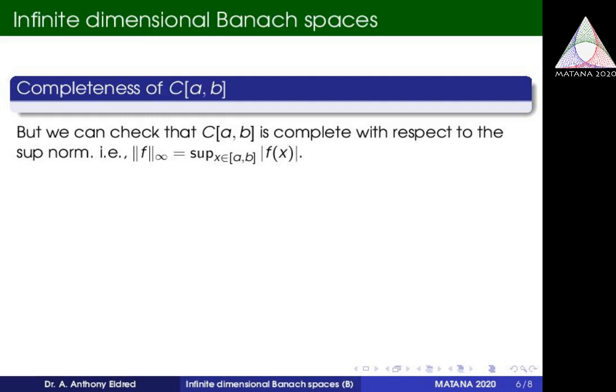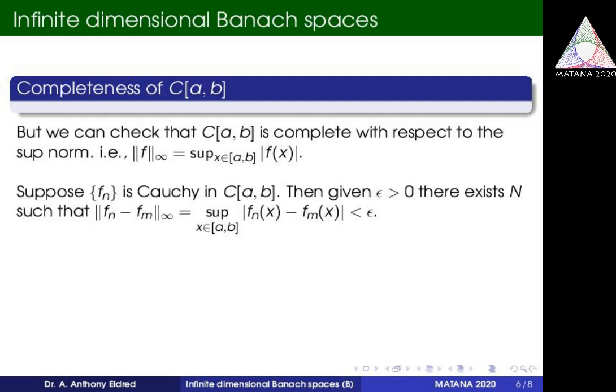And we are going to see whether this is a complete normed linear space, because we have already seen that C[a,b] is incomplete with respect to the other p norms. So we are going to check whether it will be complete in this norm. Take a Cauchy sequence in C[a,b]. Given epsilon positive, there exists a capital N such that the infinity norm of fn minus fm, which is equal to the supremum of |fn(x) - fm(x)|, where the supremum is over [a, b], is less than epsilon.